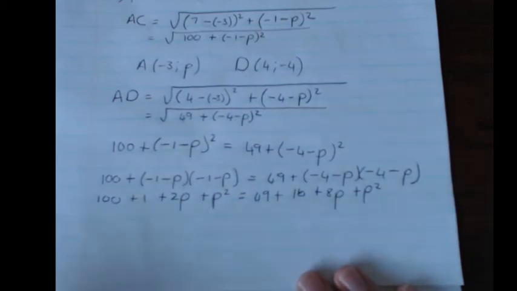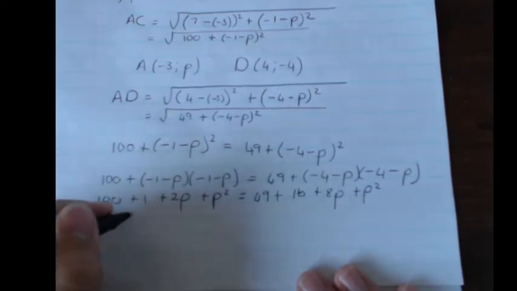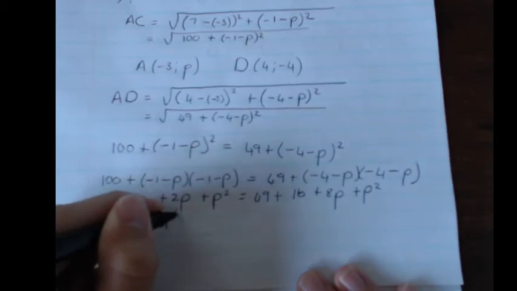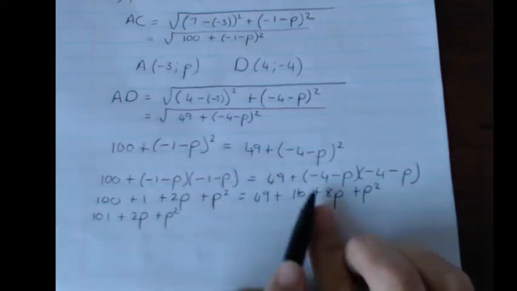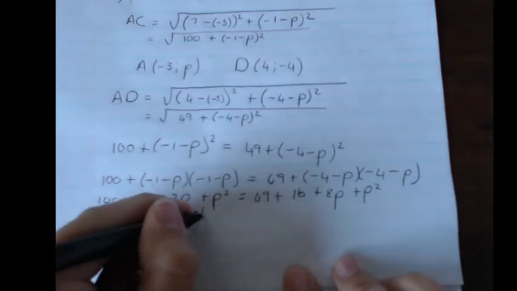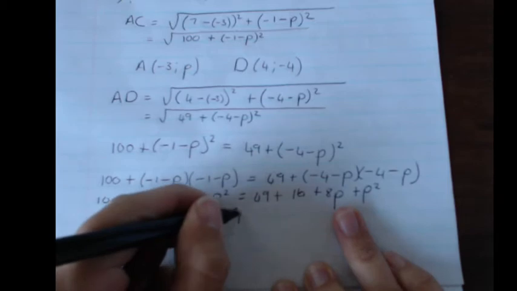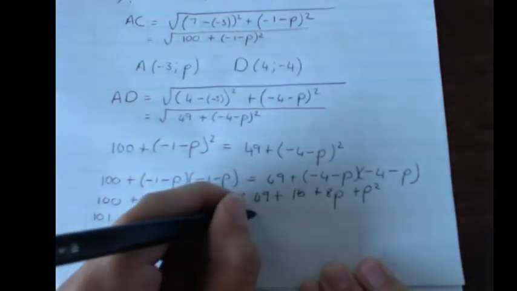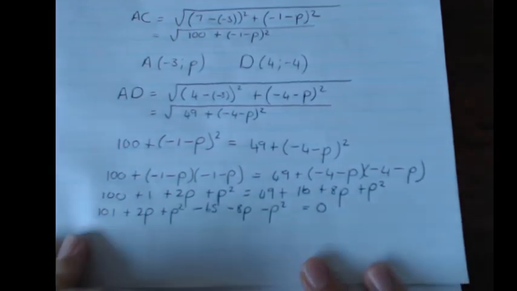So, well, let's get everything to the left-hand side. So this is 101 plus 2P plus P squared. 49 and 16, I'm just going to quickly check here with my calculator, is 65. So 65, if I bring it over, is going to be negative 65. 8P, if I bring it over, is going to be negative 8P. And P squared, if I bring it over, is going to be negative P squared, is 0.